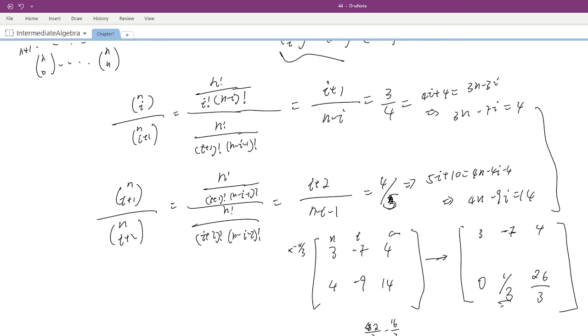Okay, so from here you can see we only have the unknown i, so i equals 26. Once you know i equals 26, you apply it to here, and you can solve n is equal to 62. So this is the answer. That's it for the chapter challenge problem of this chapter. Thank you. Bye bye.